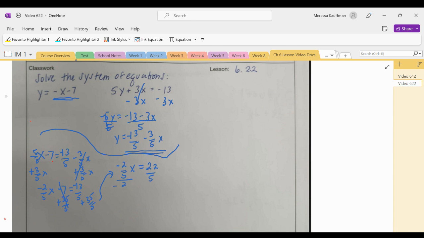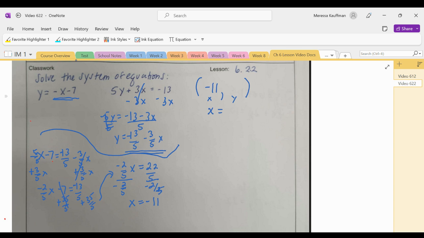Lastly, I'm going to divide by 2/5. Divide by negative 2/5. Remember that we have to invert and multiply. So my x is equal to, what is this? This is going to be 5 times 22 is 110 divided by 10, which is negative 11. There's my x value. So again, my answer is going to be in a coordinate point form, or you're going to have x is equal to, my x value here is going to be negative 11.